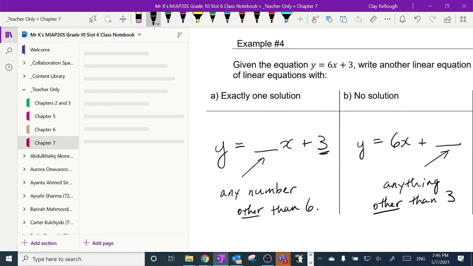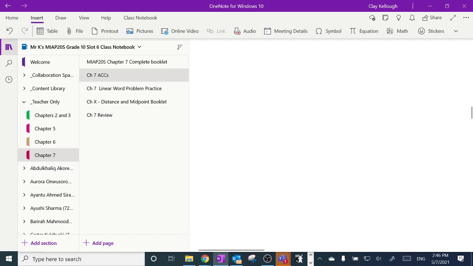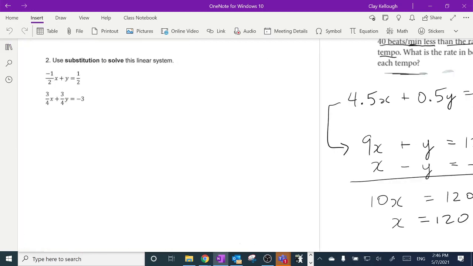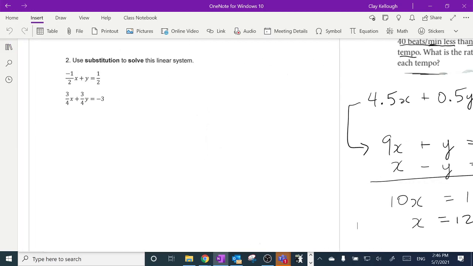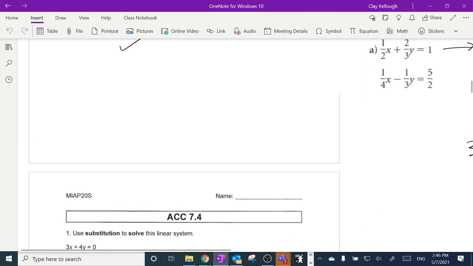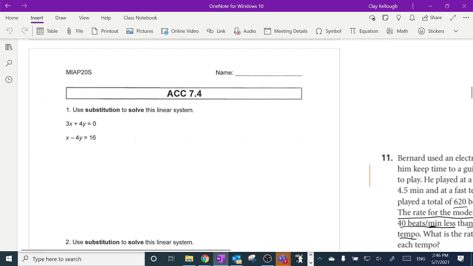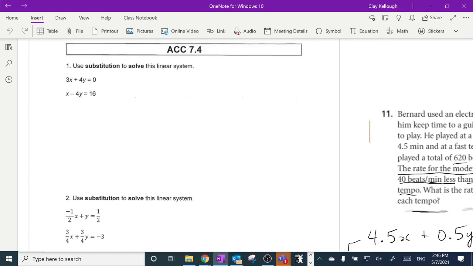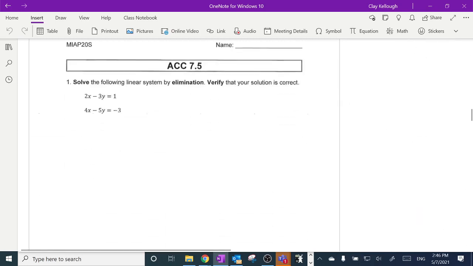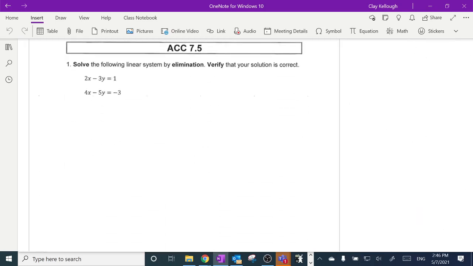What are we going to do? We're going to do the other 4.21. Here it is, right? We left off, here's where we left off, right? We did, or sorry, I meant 7.4. We did this one last time. So this time we'll do this one. And then we haven't done an ACC on elimination yet. So let's do those two questions on 7.4 and this one question on 7.5. So there we go, 3 questions.